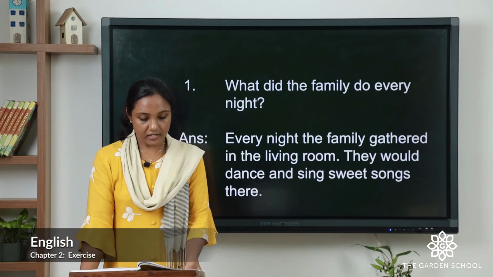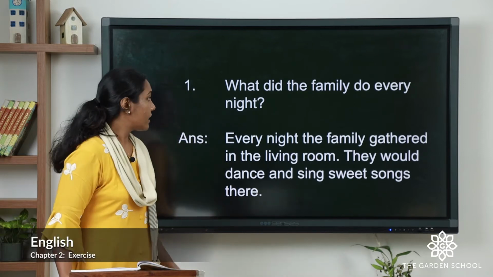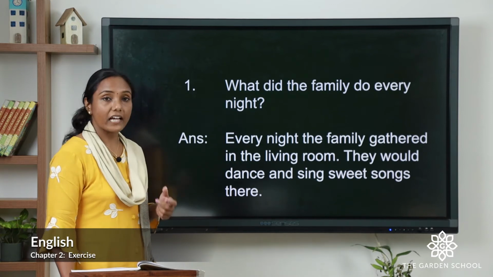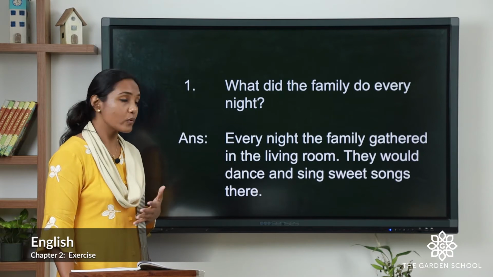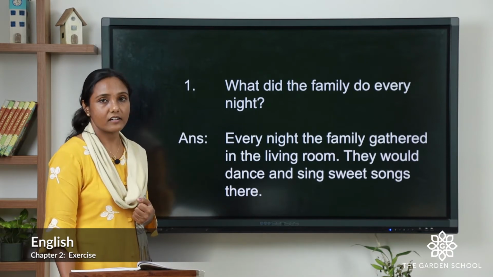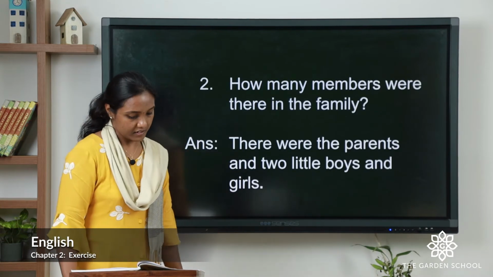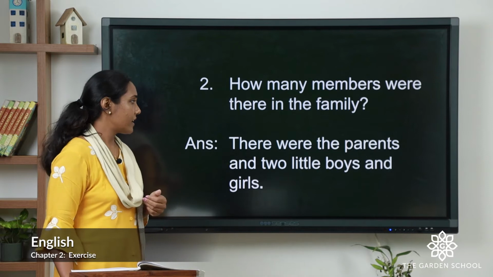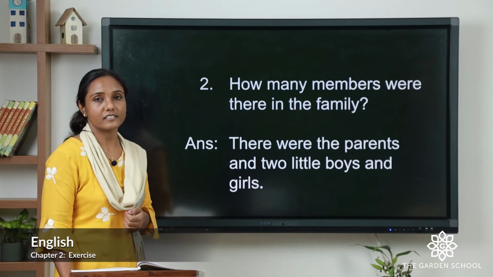So the first question, what did the family do every night? Here you can see the answer. Every night the family gathered in the living room. They would dance and sing sweet songs there. Let's see the next question. How many members were there in the family? There were the parents and 2 little boys and girls.